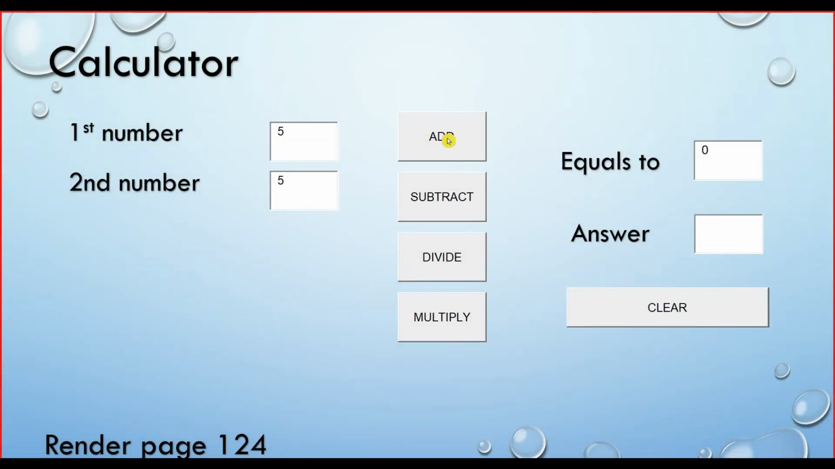So, 5 plus 5, 10. 5 minus 5 is 0. 5 divided by 5 is 1. Are our answers still correct?